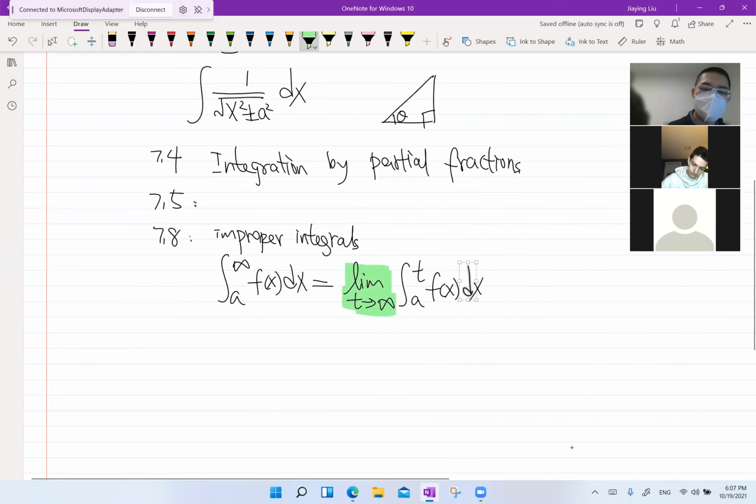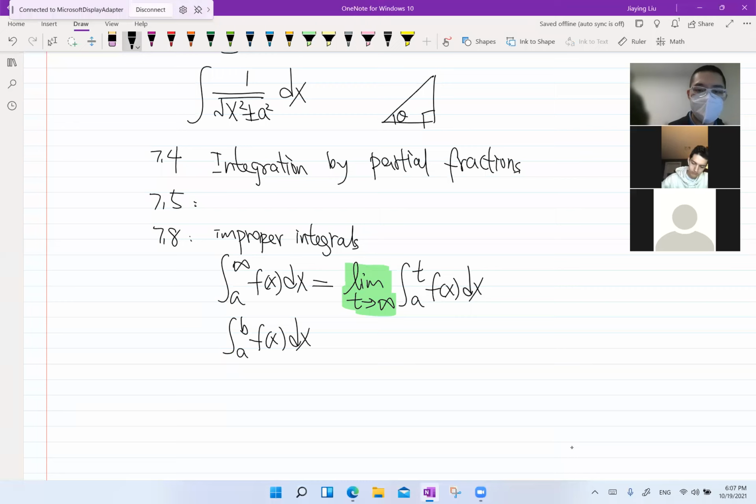All right. So that's type 1. Type 2 is that, oops, sorry. If you just have the integral from a to b of f of x dx, you might have an infinite discontinuity somewhere there.